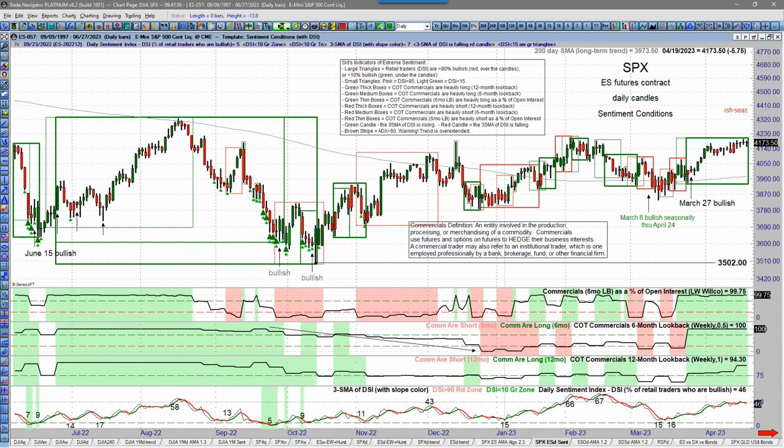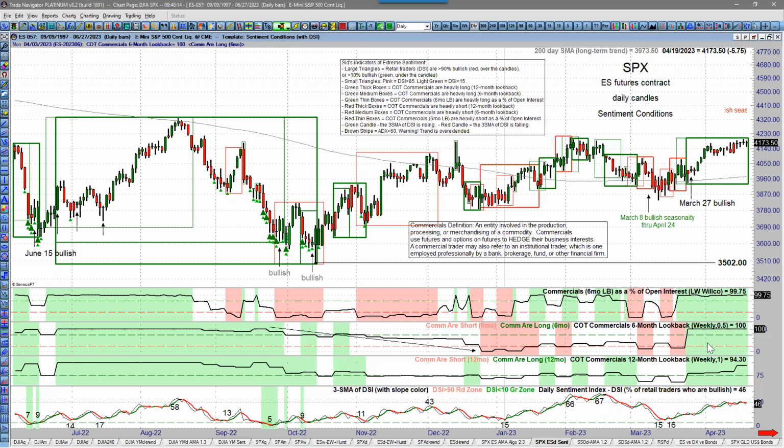The DSI, for a moment there, just prior to that low, showed only 5% of retail traders were bullish. And at the low, only 9% were bullish. However, the commercials have generally been heavily long. That's these green zones. The fastest acting measurement of commercials I use is commercials as a percent of open interest. That's a Larry Williams idea. It kind of speeds up the reading of what the commercials are doing.